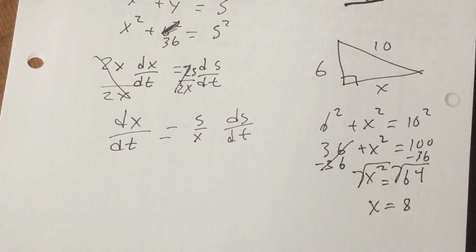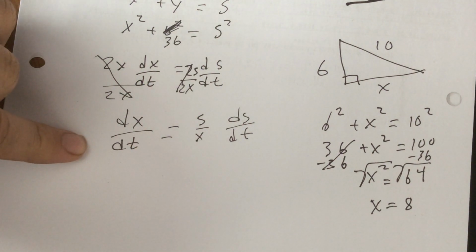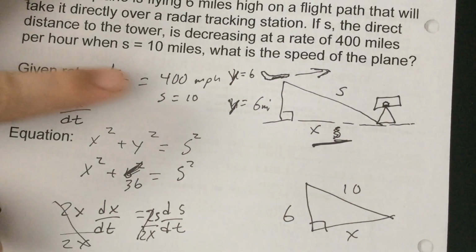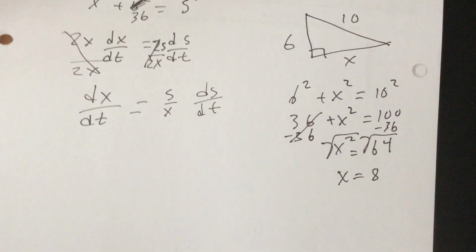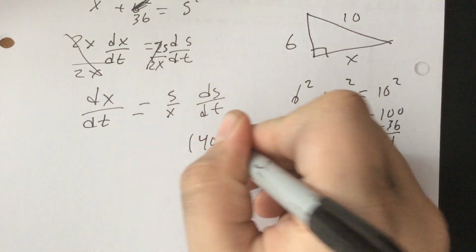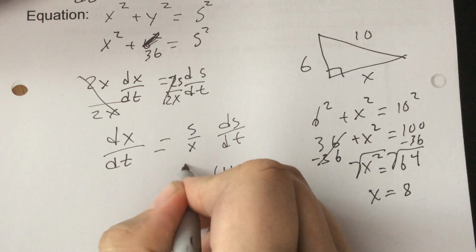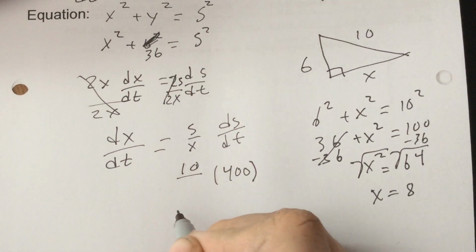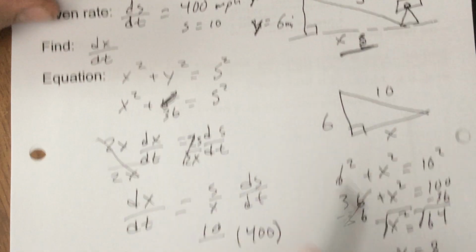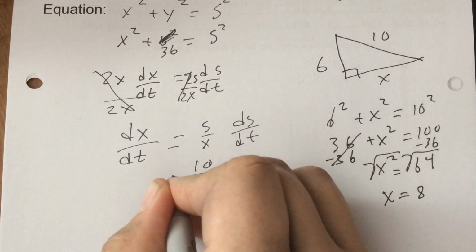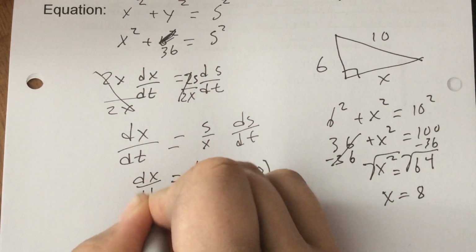Now, do we need to worry about the plus or minus here since we square rooted? In this case, no, because we're dealing with the distance. We can't have a negative distance. All distances are going to be positive. So if x is 8, then we can plug that stuff into here and be able to find this out. ds dt we said was 400. So we're going to have 400 here. S we know is 10. So we're going to have 10 over our x, which we just found was 8. And that's going to equal our dx over dt.